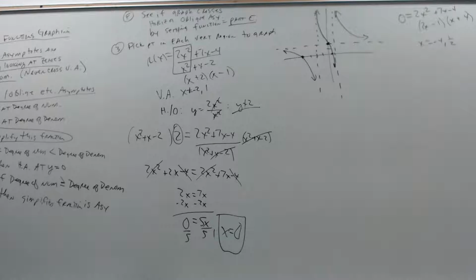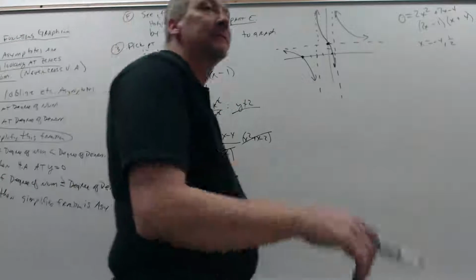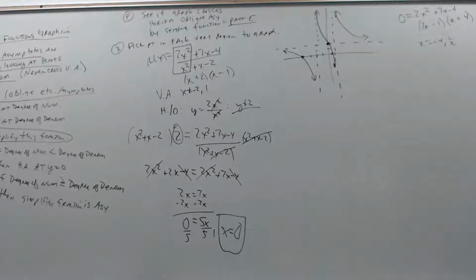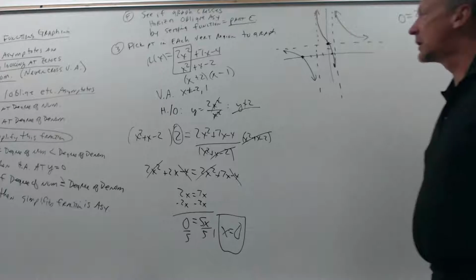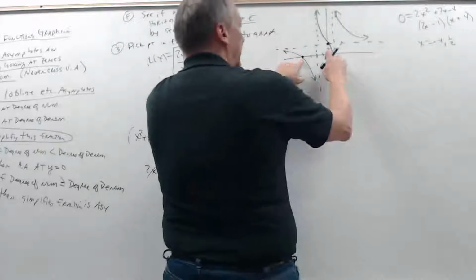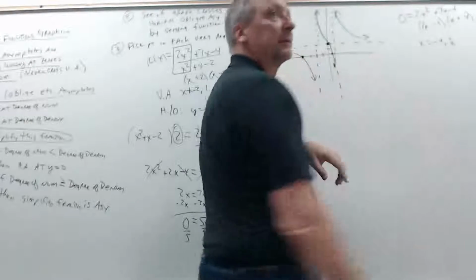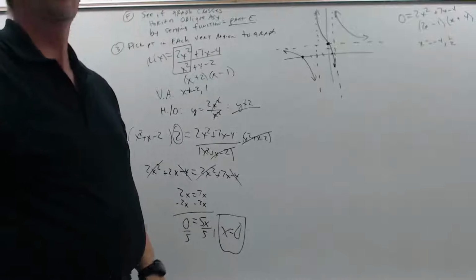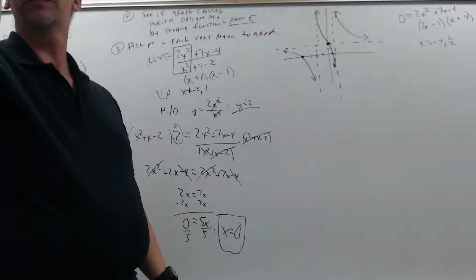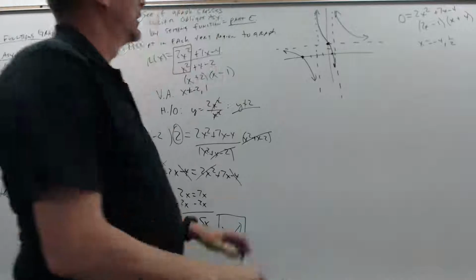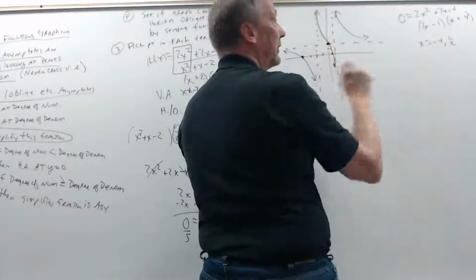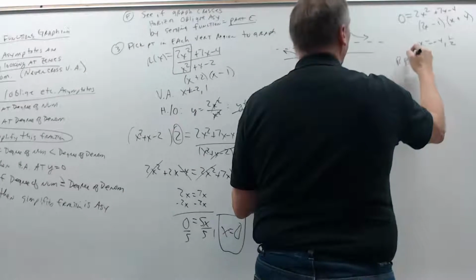Okay. Question. How do you know that it's over there in the top? Because I found both intercepts and there's not an intercept over here. And if you're not sure, what should we do? Plug in 2. Pick a number bigger than 1, right? Such as r of 2.